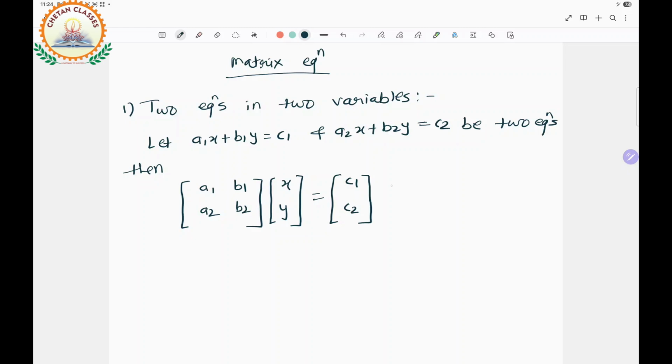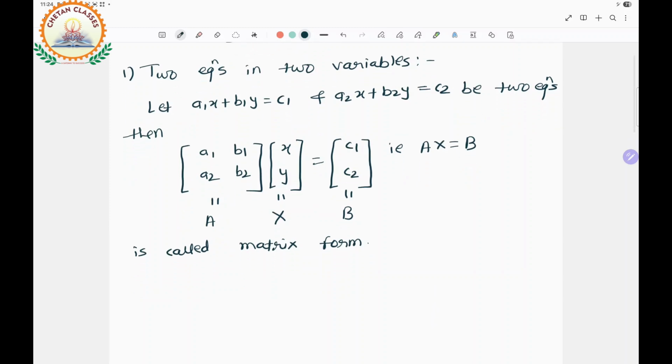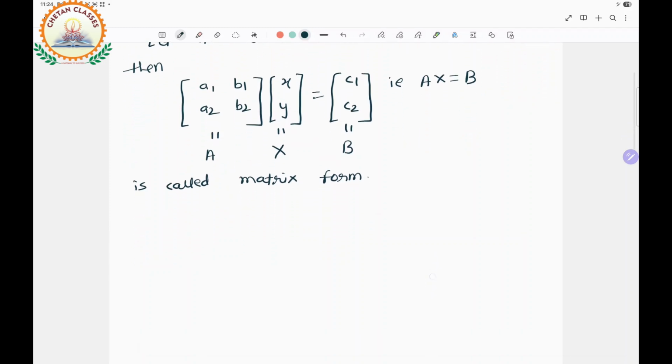This form is AX is equal to B. So here this is our A matrix, this is our X, the unknown matrix, and this is our constant B matrix. It is called the matrix form. Similarly, it works in three variables also.